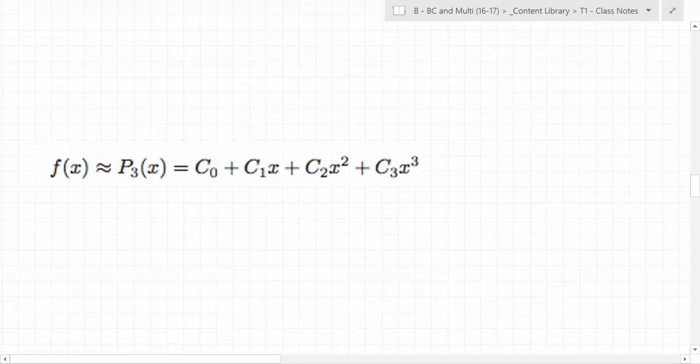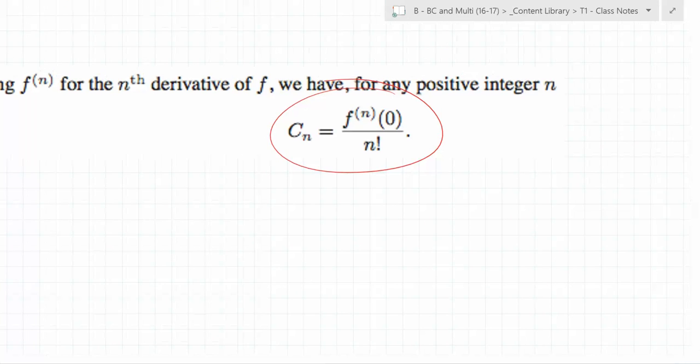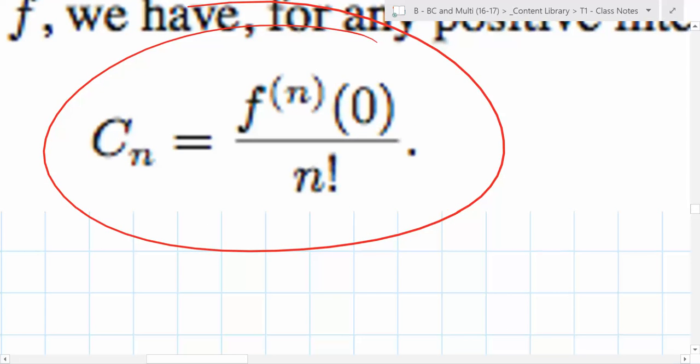The general term you need to remember here is this. See this? That's the general term you need to memorize. That is the coefficient of the x to the n term. You have to memorize that. Take 30 seconds and memorize that right now. Seamon's calculus test.